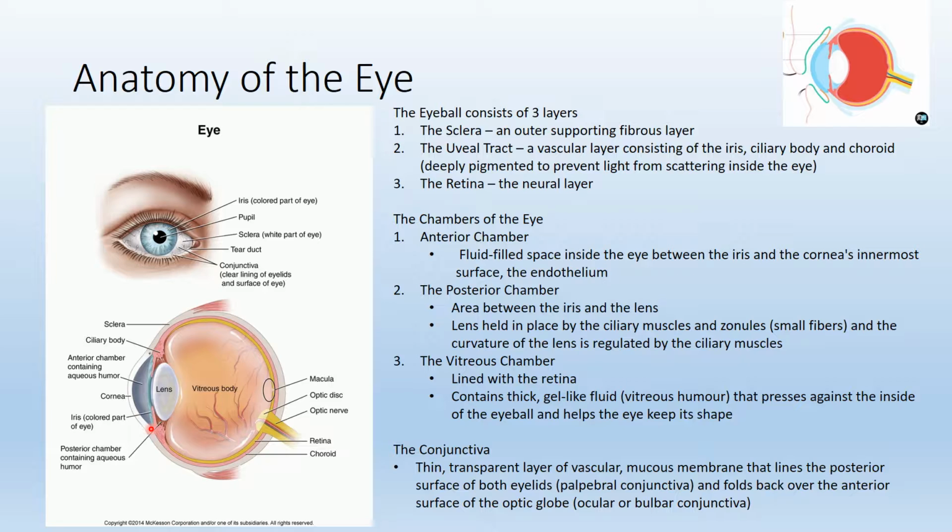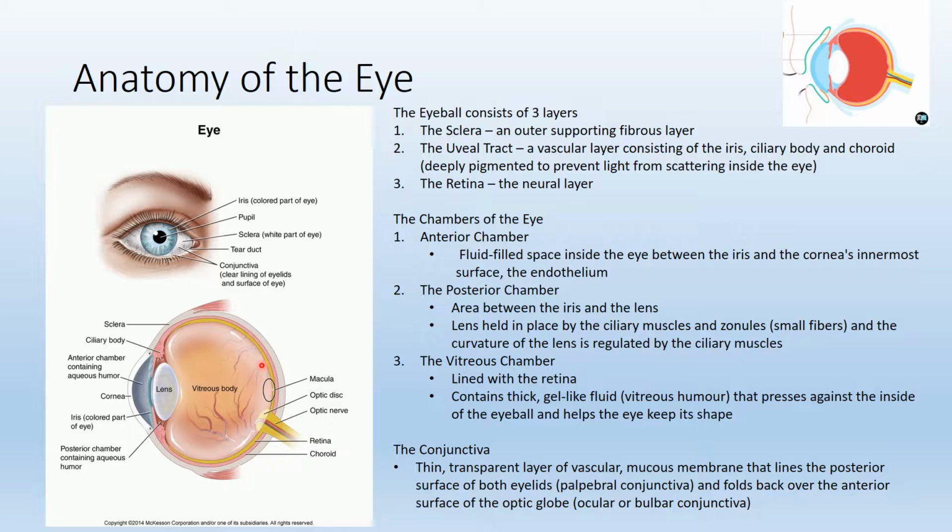The next layer of the eye consists of the uveal tract. That is this pink area here, and that is composed of the iris, the ciliary bodies, and the choroid. The choroid is a deeply pigmented layer of tissue that prevents light from scattering once it's entered the eye. The last layer is the retina, and that's the neural layer of the eye.